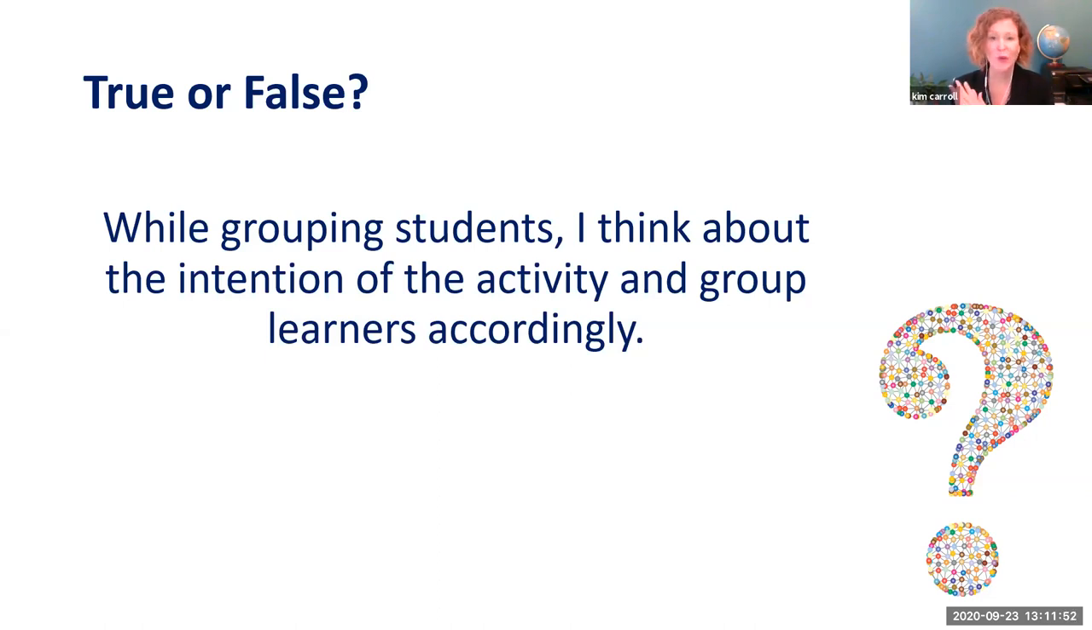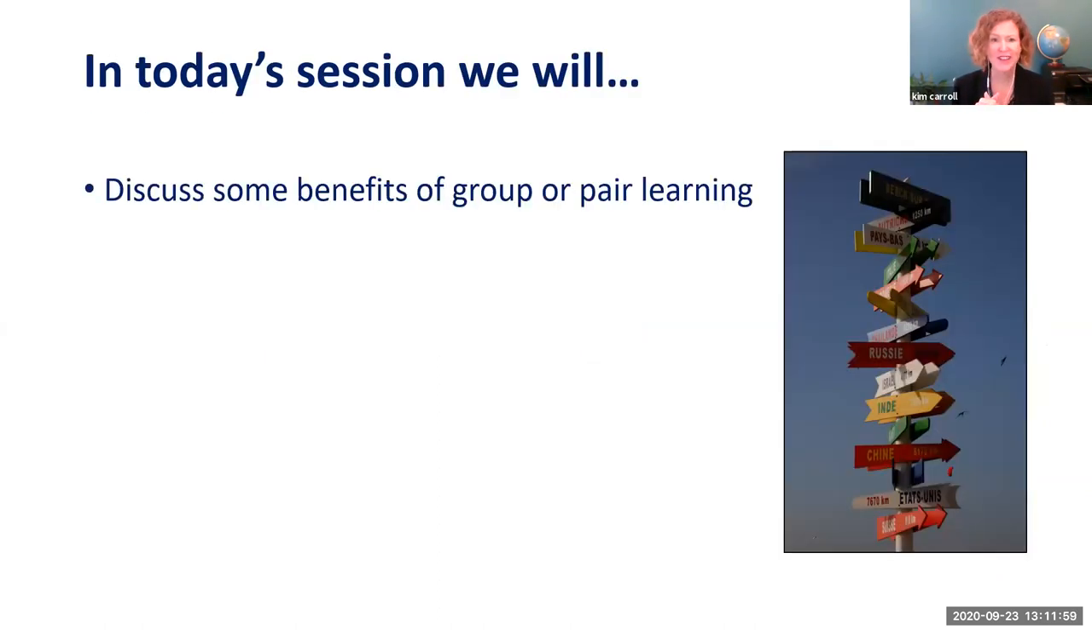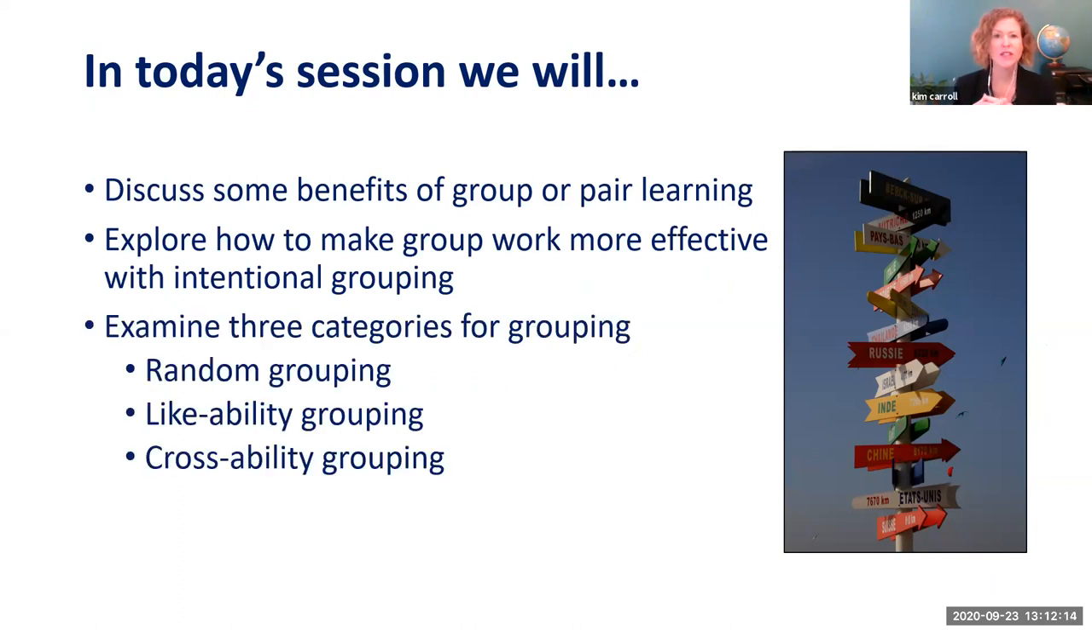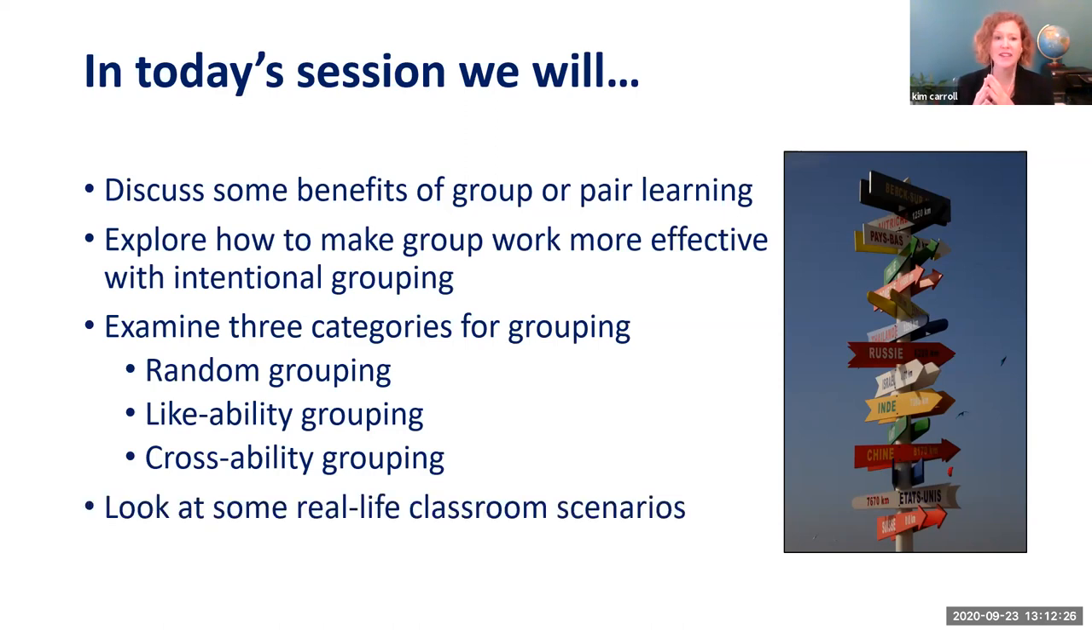And let's talk real quick about what we're going to cover in today's session. So we have a couple of things on our agenda today. We're going to discuss some of the benefits of group and pair learning first. Next, we will explore how to make group work more effective with intentional grouping. Then we're going to examine three different categories for grouping: random, likeability groups, and crossability groups. And we're going to look at when and why and how we might use these different kinds of groups. And then finally, we'll look at some real life classroom scenarios, and I want to hear what you think about what you would do in these cases. So let's go ahead and get started.